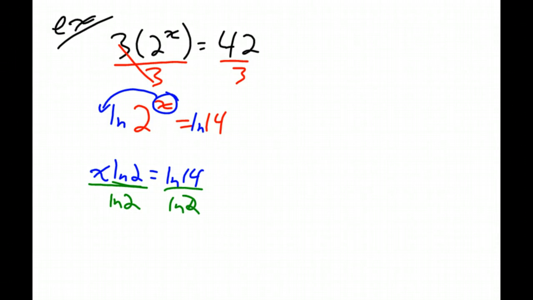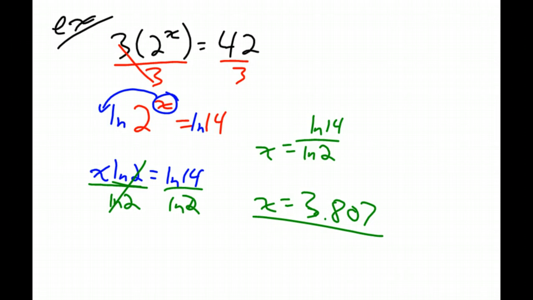Oh, that's a 2. So that makes 1. And we're left with x equals ln 14 over natural log 2. Plug it in your calculator just like that, and you'll come out with something like 3.807.